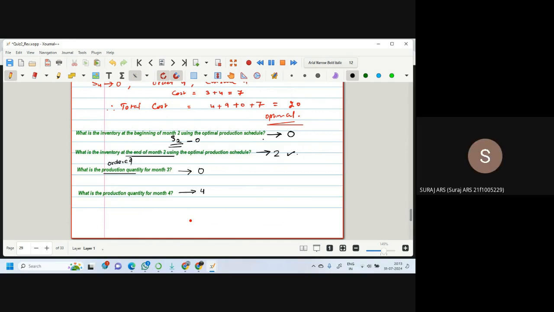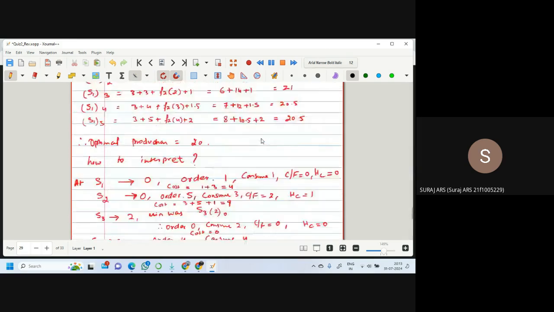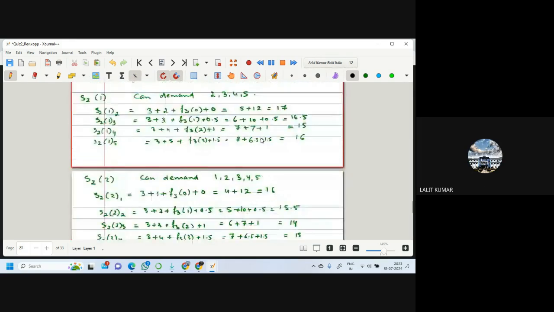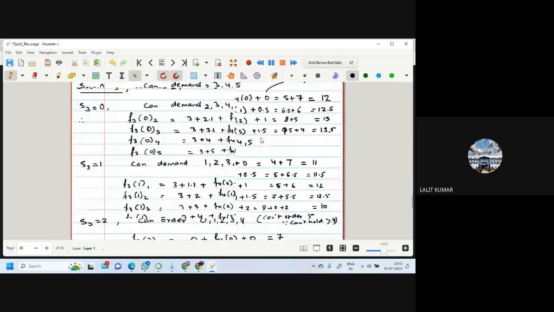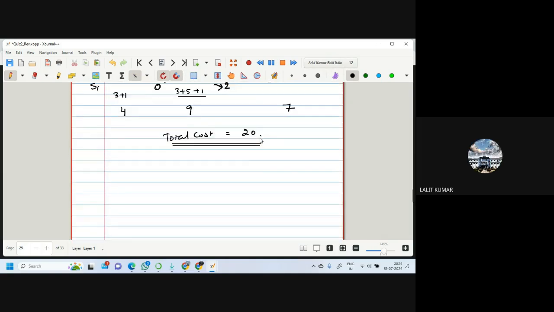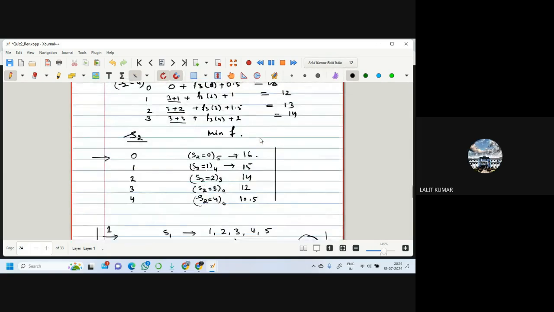What is the production quantity of month 3? Means in month 3, how much did I order? 0. What is the production quantity for month 4? 4. Correct. So have you understood this question? Anybody having any doubt? No doubt. Calculations are very simple. We just have to apply the concept.